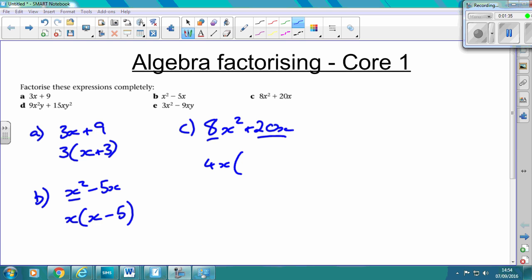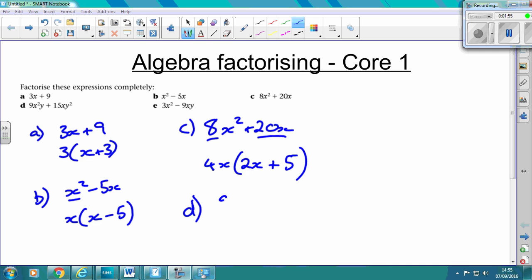And then 4x times 2x makes 8x squared, because remember we need to make it x squared. So x times the x will make it x squared. Then plus 4x times something is 20x. So it's the 5 to make it up to 20, but we don't need any more x's. So it's simply that.